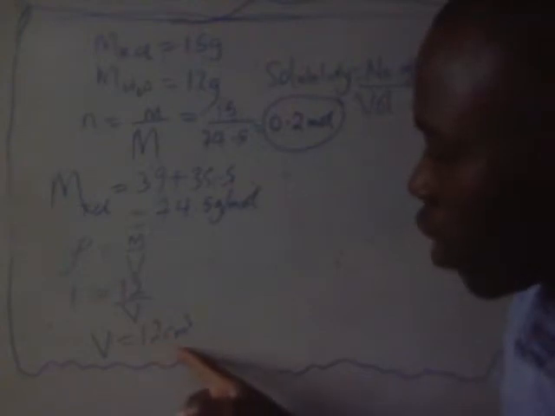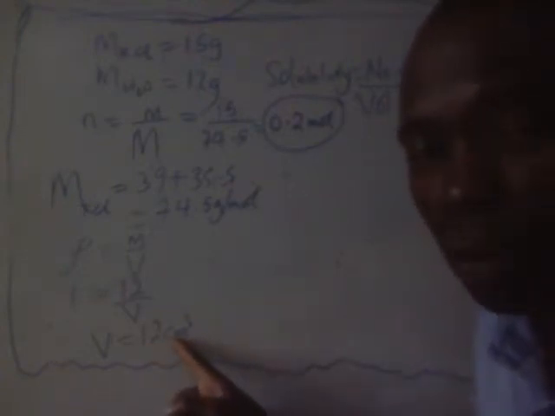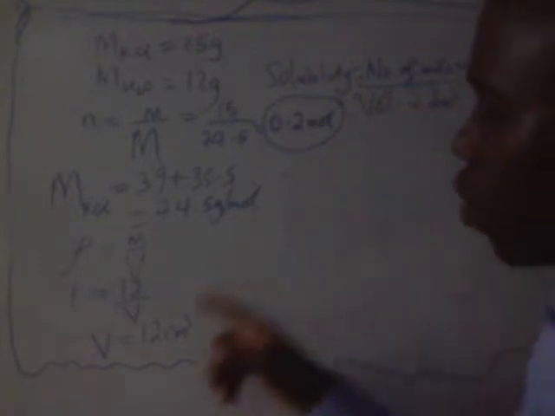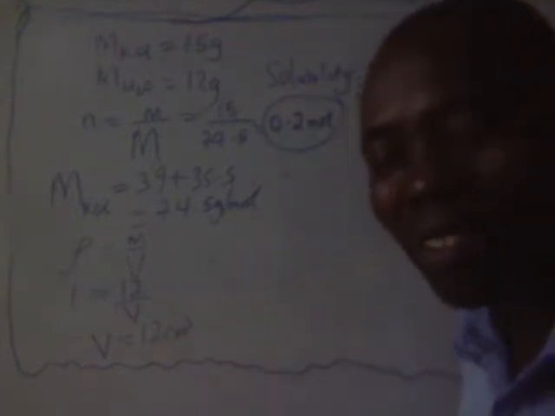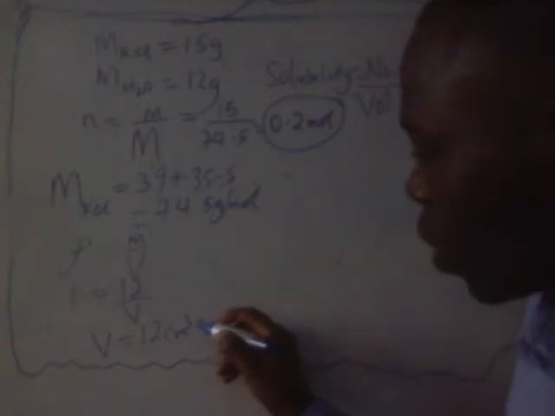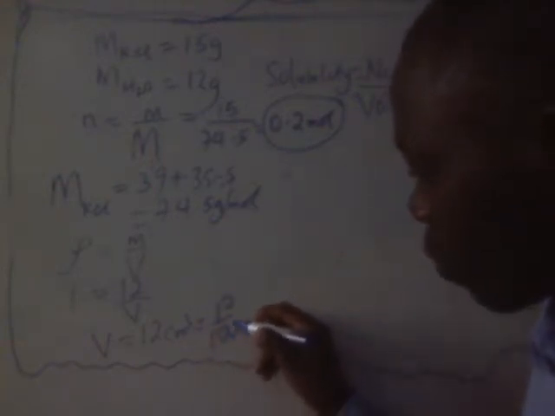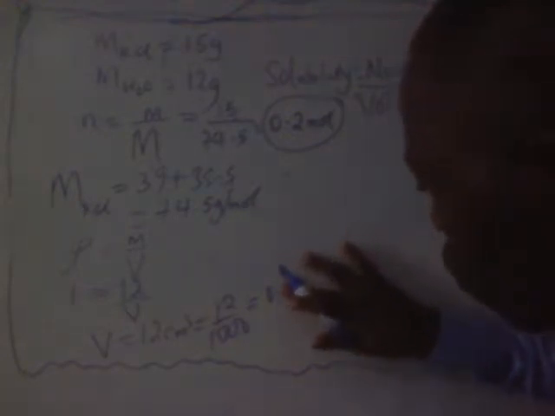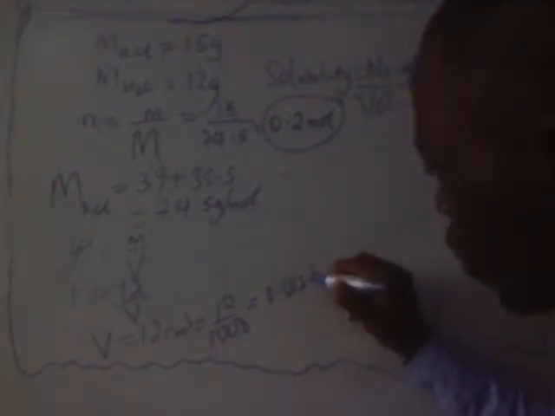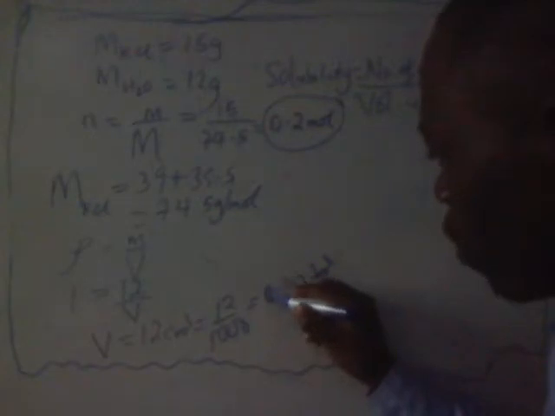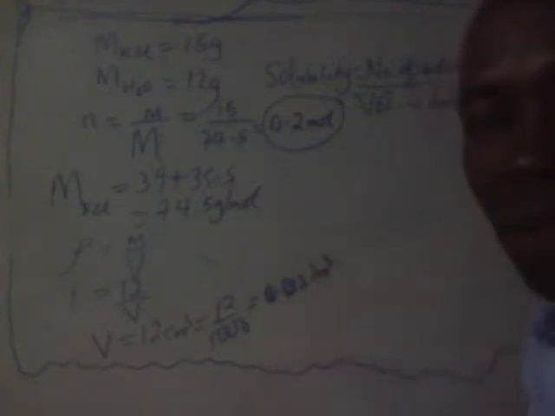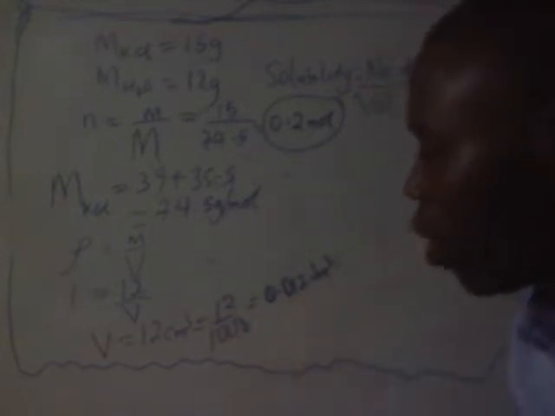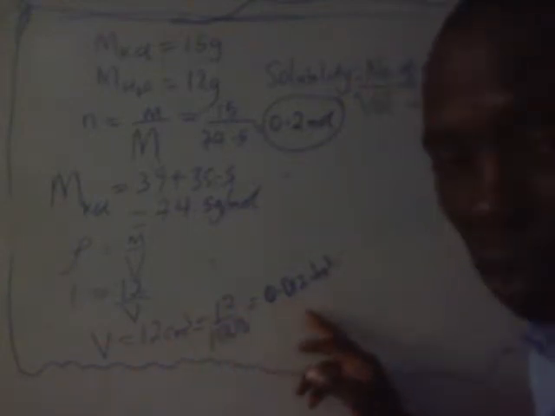So this 12 cm cube now, we have to convert it to dm cube, because they said we should find the volume in dm cube here. So 12 cm cube in dm cube, you divide by 1000, that's 12 over 1000, which gives you 0.012 dm cube. So this is the volume in dm cube. So we have got the volume of the solvent, which is the water, in dm cube.